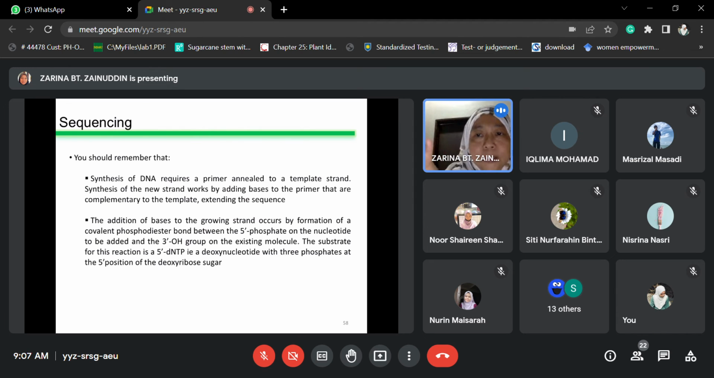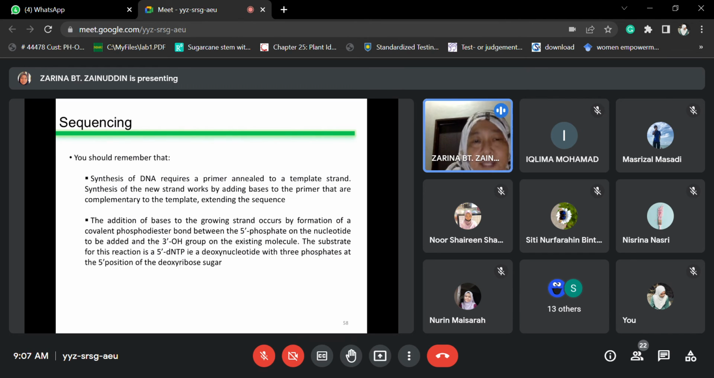Remember, we have a template strand that we want to amplify, and then we add a primer. The primer will anneal to the template strand, and then the polymerase will start to add nucleotides based on complementarity to the template strand. So it will extend the sequence.